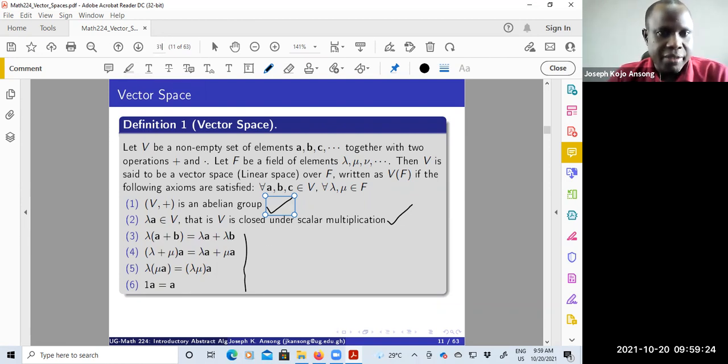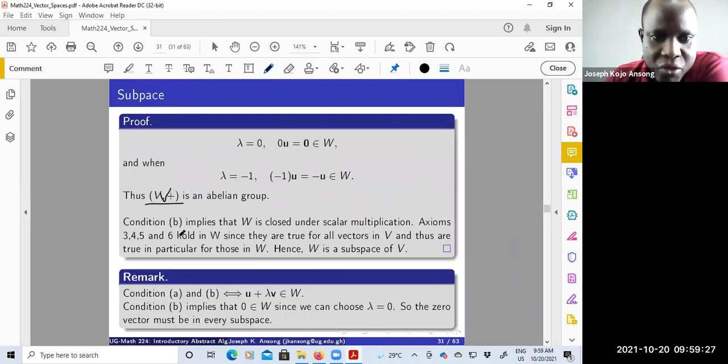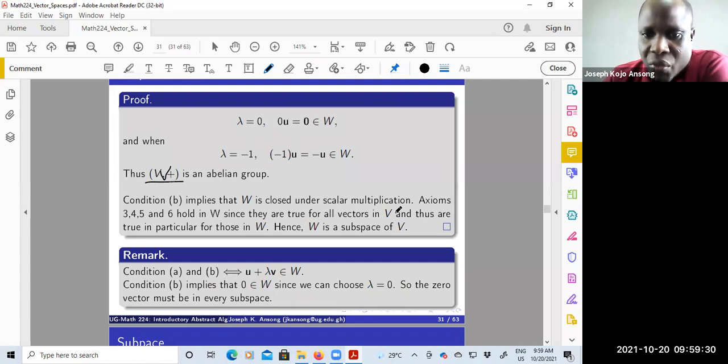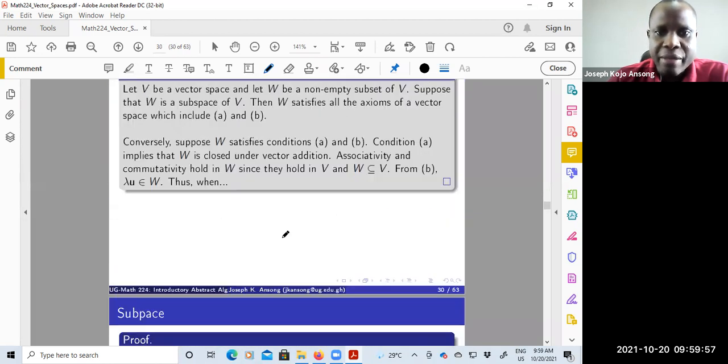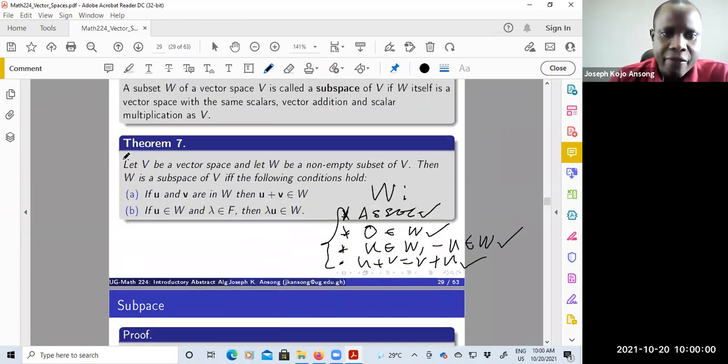Okay, so that is how the proof goes. So if we can go back and say that condition B implies that W is closed under scalar multiplication, and then the other axiom, that's what I just showed you. The other axioms 3, 4, 5, and 6 hold in W since they are true for all the vectors in V, and thus are true in particular for those in W. Therefore, W here is a subspace of V. Okay. I hope that is clear enough. I spent a bit of time on it because this is the most important and critical theorem to prove that a given set or subset is a vector space. So you need to understand it quite well.